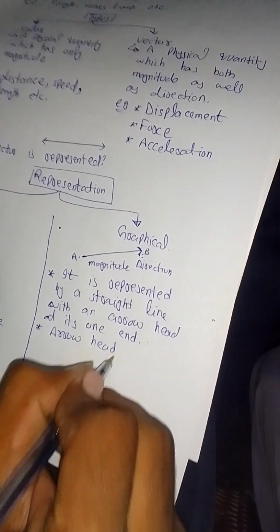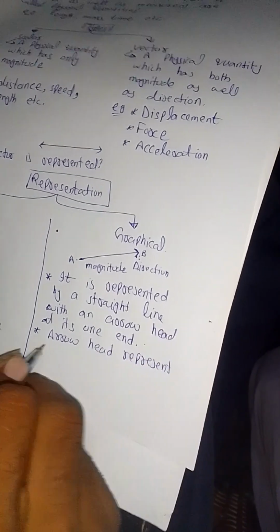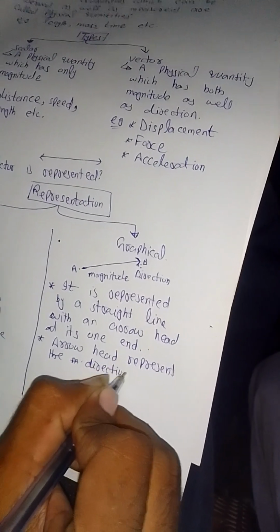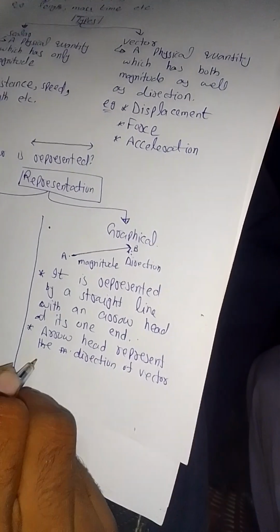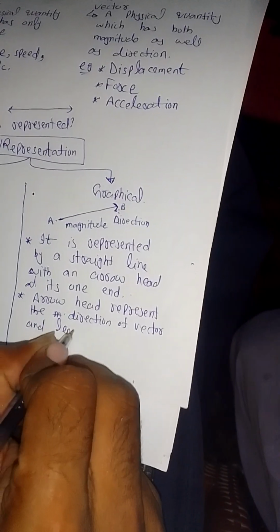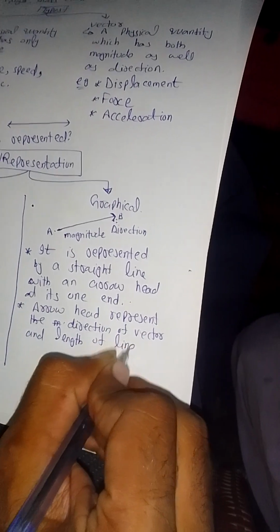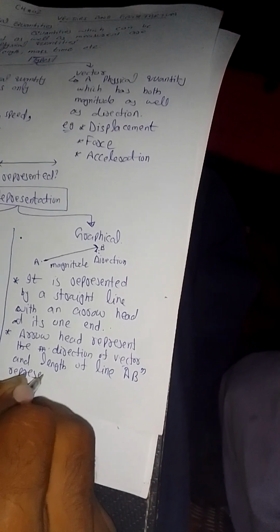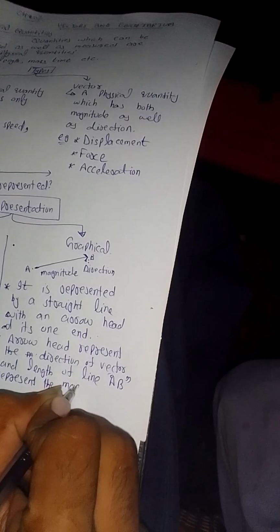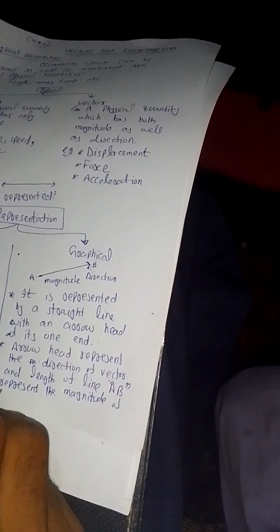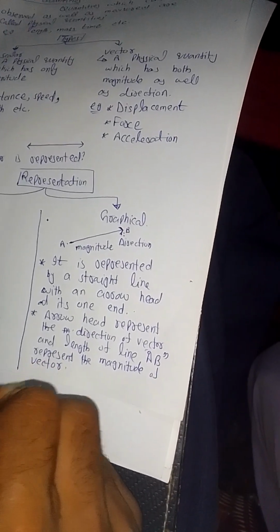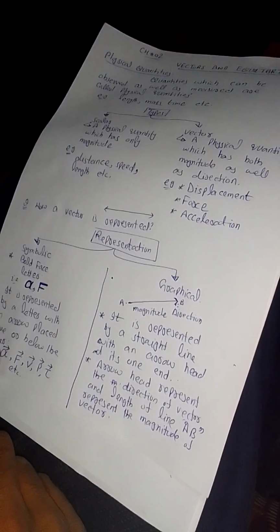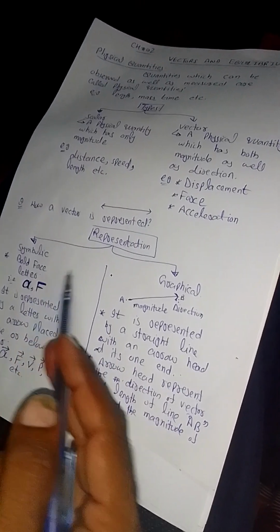The arrowhead represents the direction of the vector, and the length of line AB represents the magnitude of the vector. This is the representation of a vector. There are two methods: symbolic representation and graphical representation.